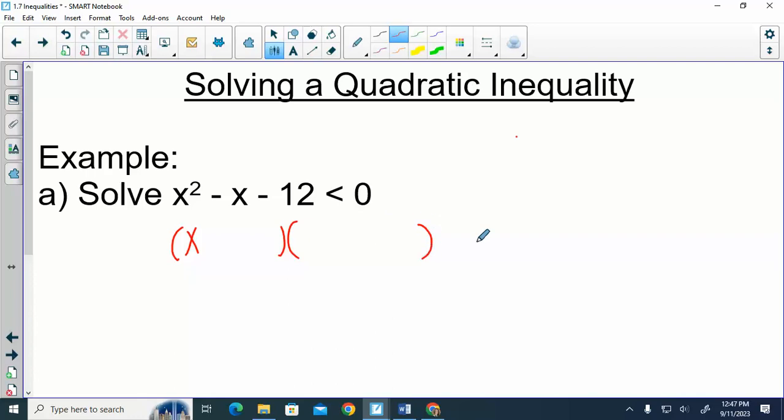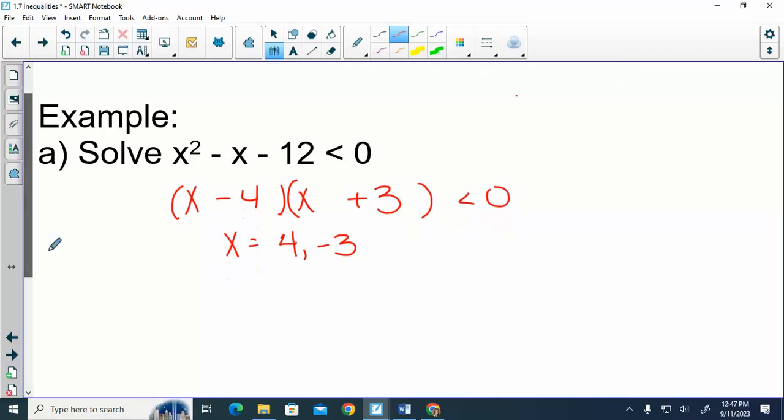Multiply to negative 12, add to negative 1. Minus 4 plus 3. Okay, so you would get x equals 4 and negative 3. There are a couple ways of thinking about this from here. I'm going to give you both options. They essentially do the same thing, but then you guys can just tell me what you prefer. Okay. So if you're thinking about a graph, the two places where it hits the x-axis are negative 3 and positive 4.